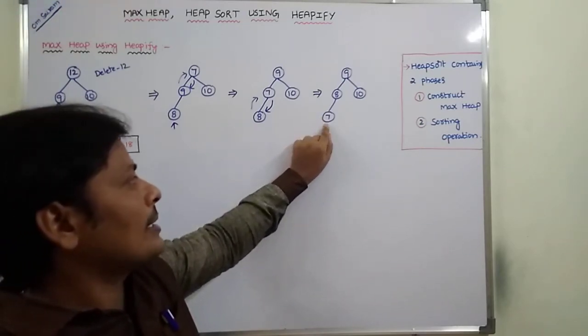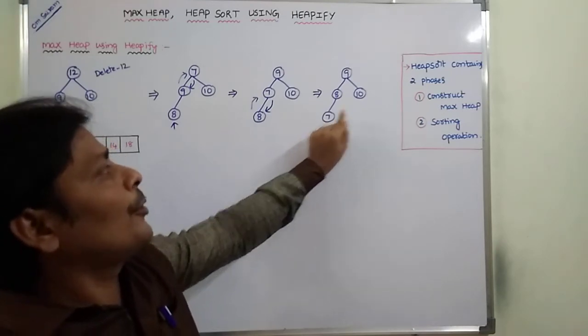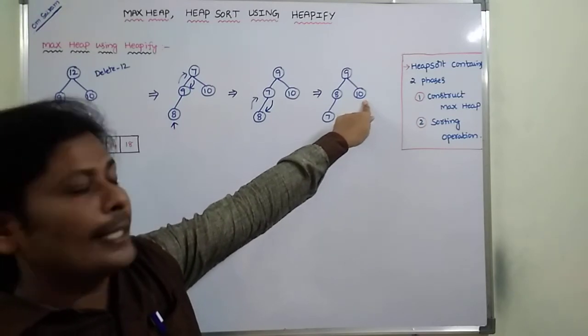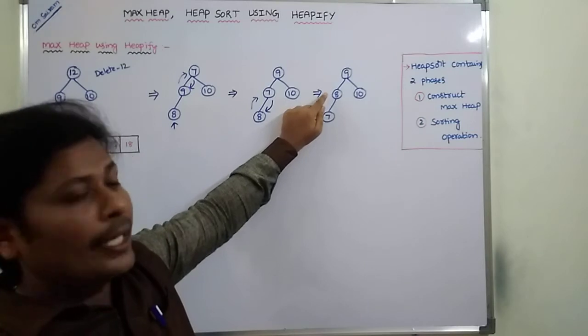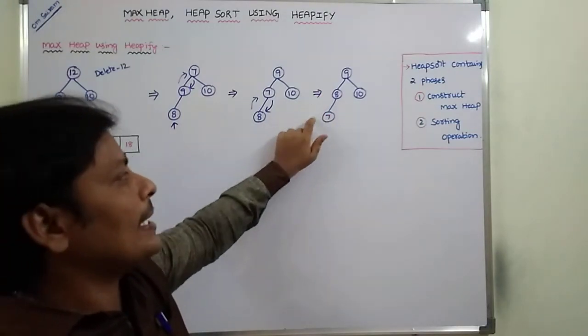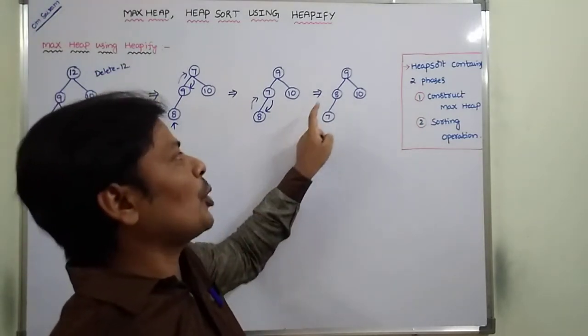So 7 is a leaf node, it satisfies the maximum heap property. Then go for 10, the next node is 10. 10 is a leaf node, it satisfies the maximum heap property. Then go for 8. 8 has only one left child, that is 7. 8 is greater than 7, it satisfies the maximum heap property.